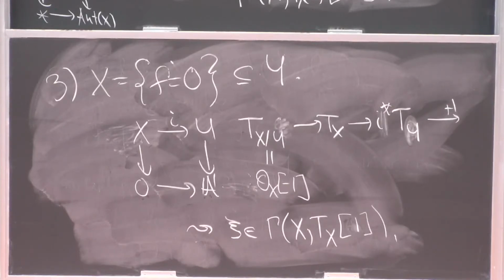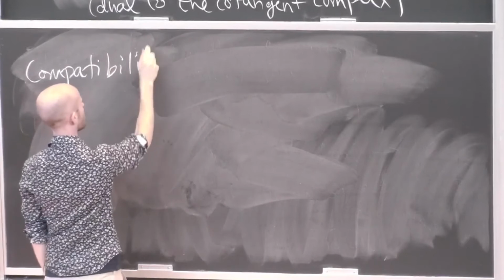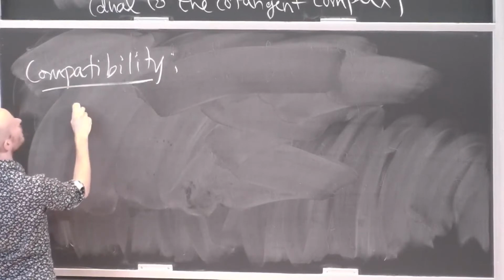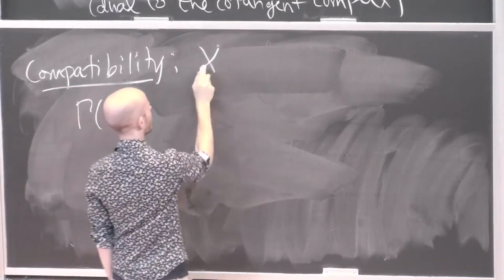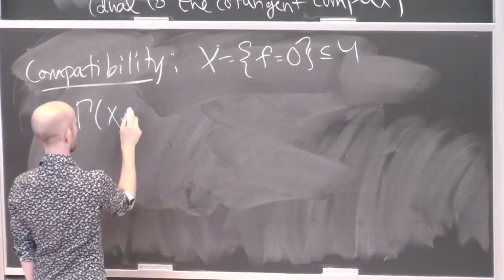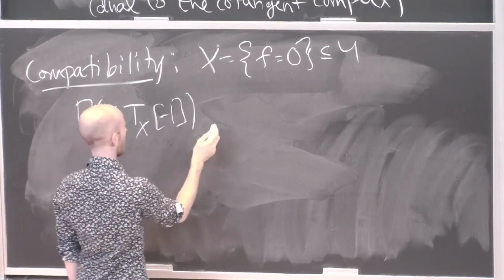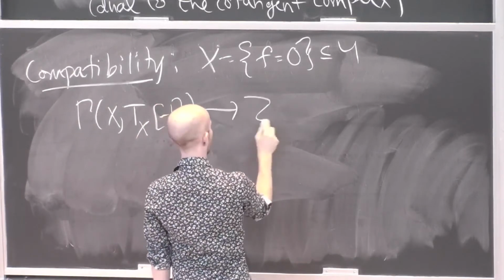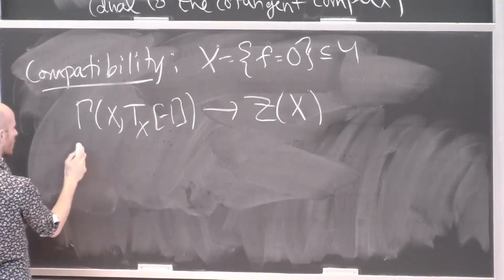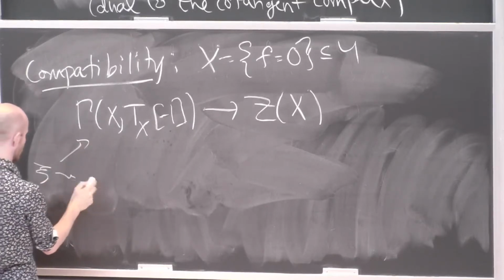OK, and now the key compatibility. If you tie all of this together and run the following construction, let's say X again is this locus where f is equal to 0 inside Y. You have global sections of X with coefficients in T_X shifted up by 1. This maps to Hochschild cohomology of X. And in here, I have a class in degree 2. So c gives me a class in degree 2.